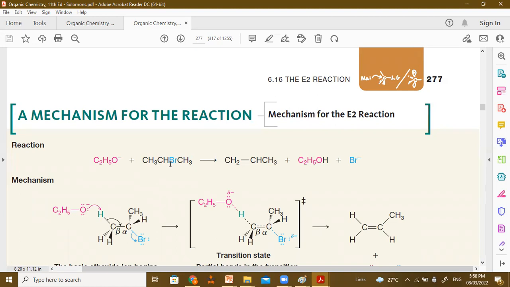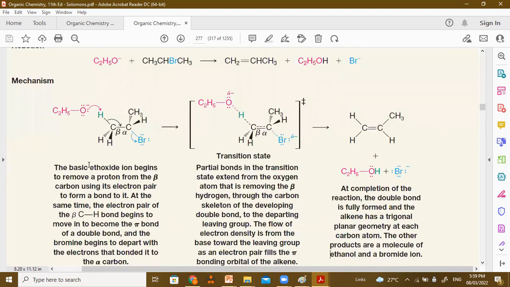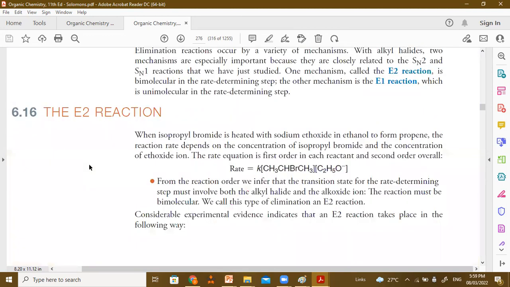So since it is an E2 reaction, the rate of the reaction is dependent on two reagents, both these reactants here, the substrate, and here our base. So you have your reaction here, rate equals k [CH3CHBrCH3][C2H5O-].